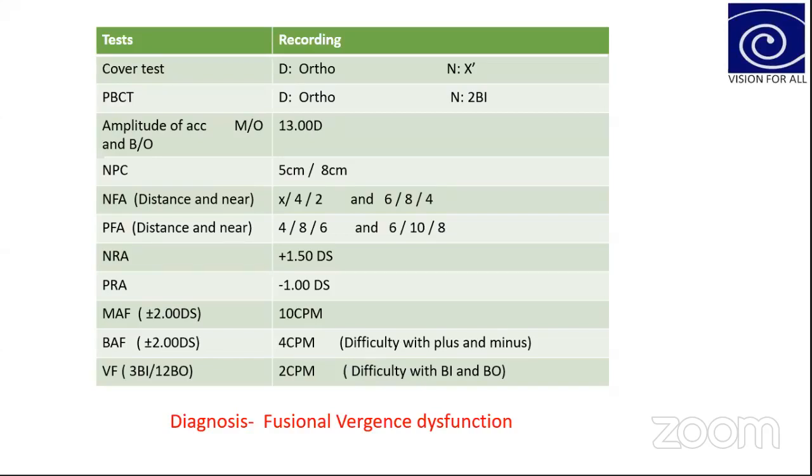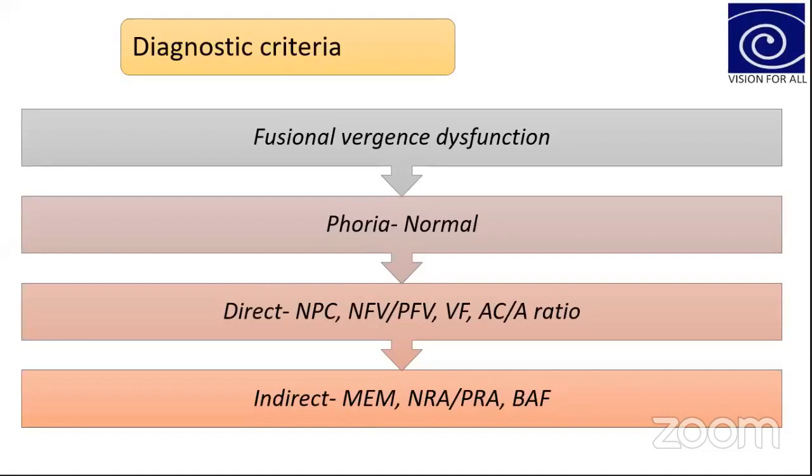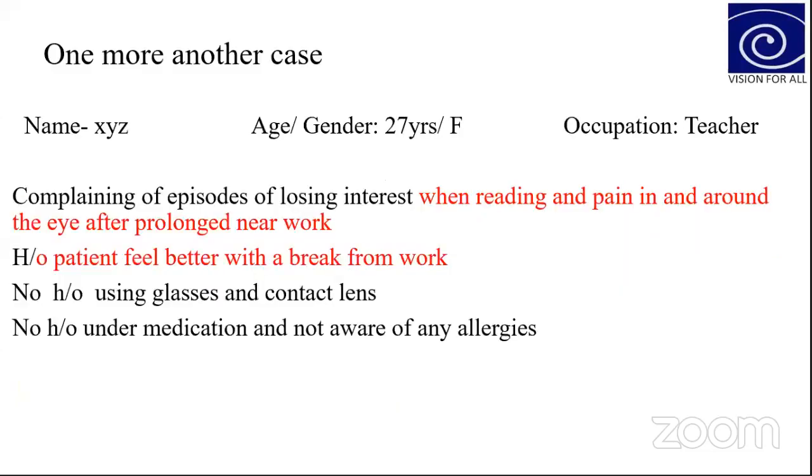For better understanding, now we come to the diagnostic criteria for this. As I said, we will have base in and base out and binocular plus and minus poor, whereas the phoria will be normal. So let's come to another case for better understanding.